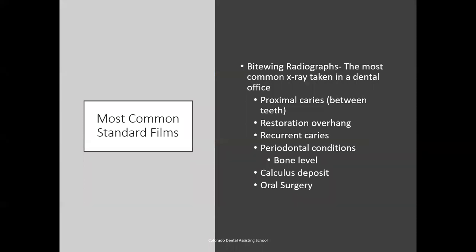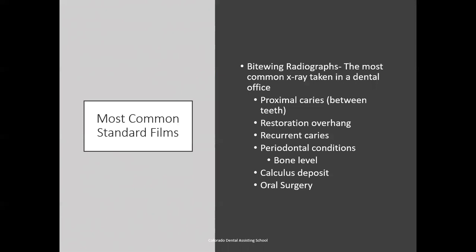Most common standard films. So this again is just going over each different film. It talks about bite wings. So the reason that we take bite wings is so we can see interproximal space. We want to be able to see in between the teeth if there's any caries hiding in there. That is how the doctor will be able to diagnose if they need a filling.